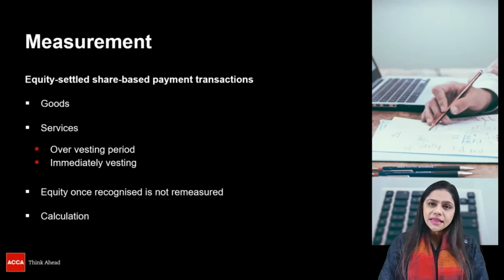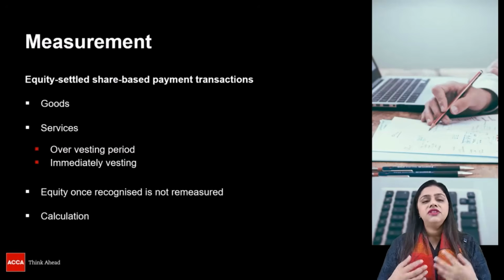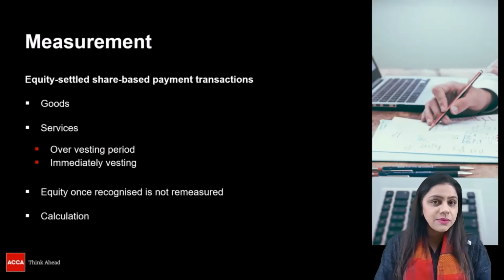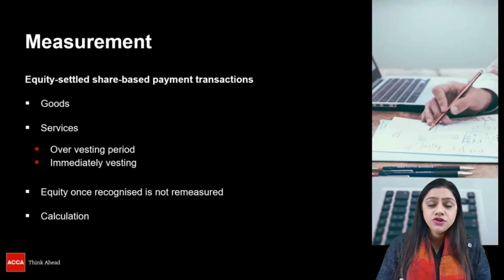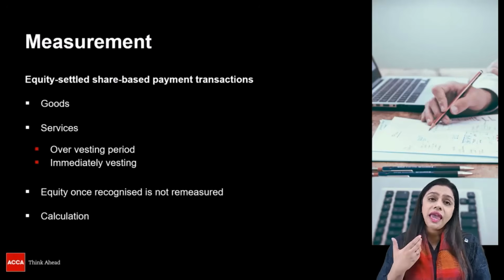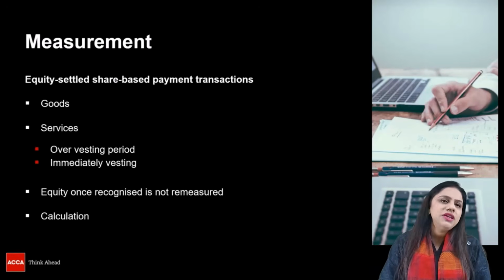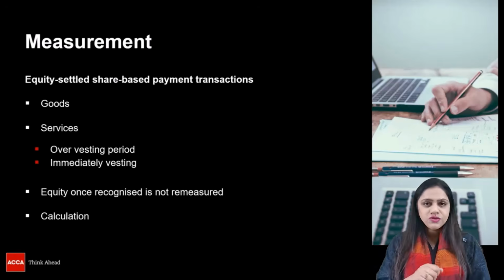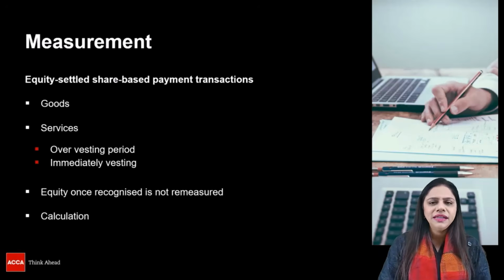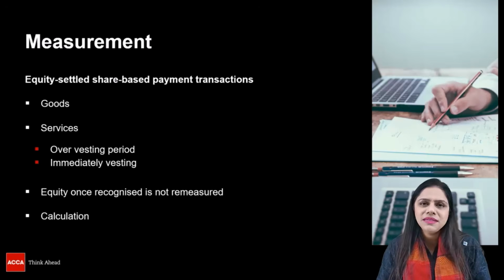Now the standard says that if you do not have the fair value of goods or services available directly, then you need to identify the value of the equity instruments that you're going to issue and pass the double entry accordingly. We are going to see the valuation also shortly, but one thing, please keep this in mind.